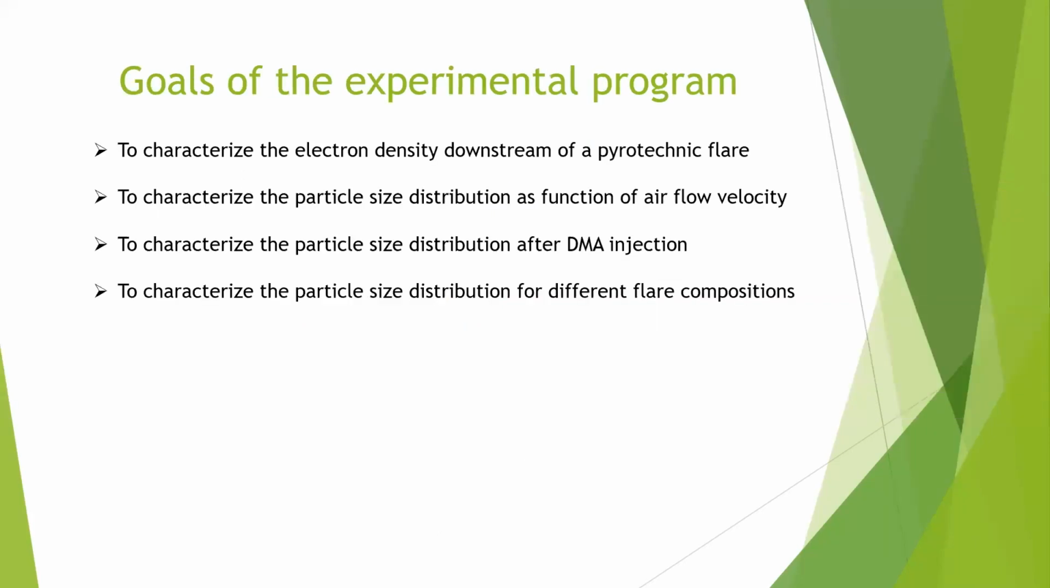Goals would be to, as I say, measure the electron density downstream of a pyrotechnic flare to see if that's a good source of electrons for our catalysis. Looking at the particle size distribution, people have already done this for flares, and it's interesting because this turns out to be a strong function of airflow velocity. Characterize the particle size distribution after DMA injection. And also look at different flare compositions. Flares contain magnesium, for example, and typically potassium perchlorate as an oxidant. Of course, there's not a lot of oxygen up high in the atmosphere, but there's enough to keep things burning. But perchlorate is a very powerful oxidant.